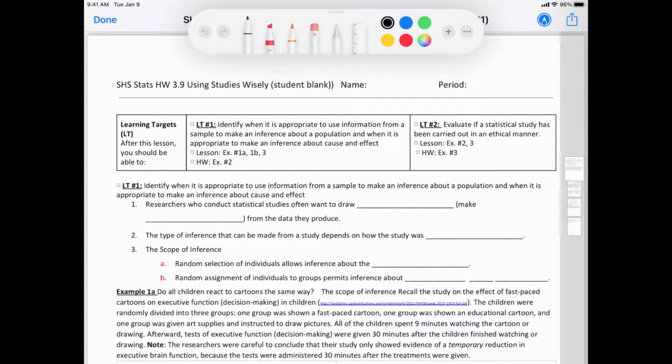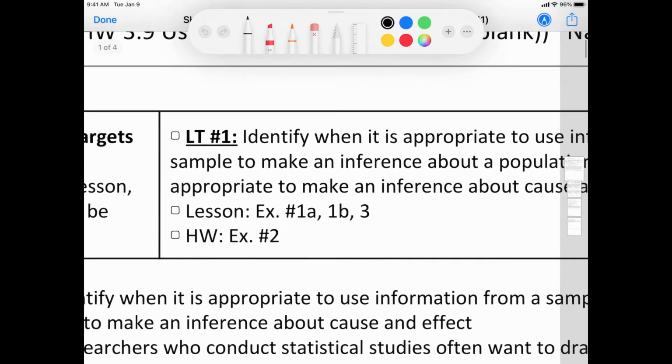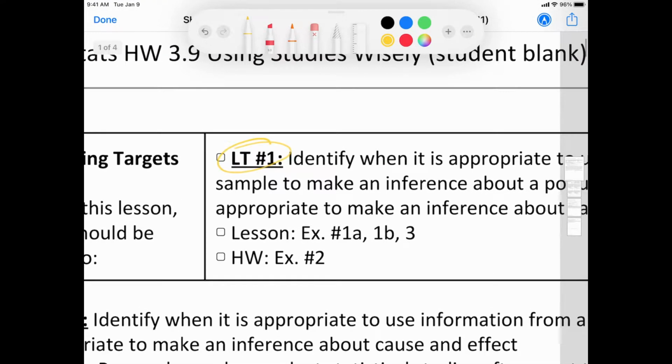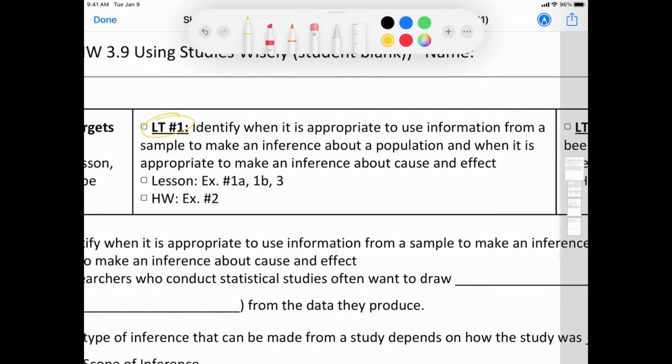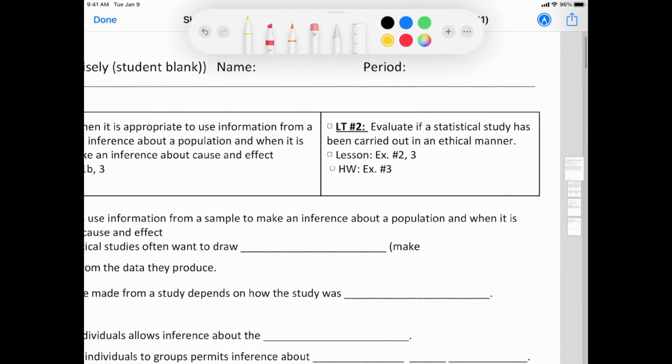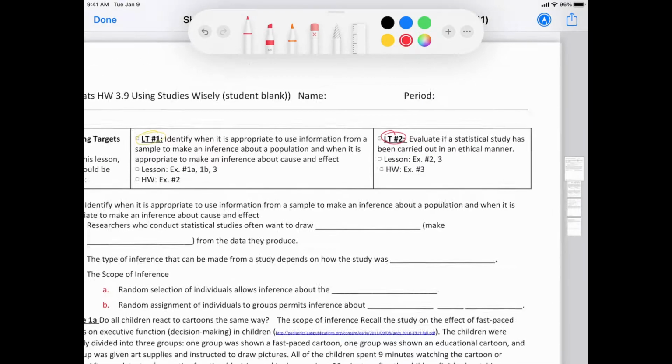Alright, let's go over lesson 3.9 here, using studies wisely. We're at the end of chapter 3. And our learning targets after this lesson, you should be able to, number 1, identify when it is appropriate to use information from a sample to make an inference or conclusion about a population, and when it's appropriate to make an inference or conclusion about cause and effect. And then our second learning target is evaluate if a statistical study has been carried out in an ethical manner.